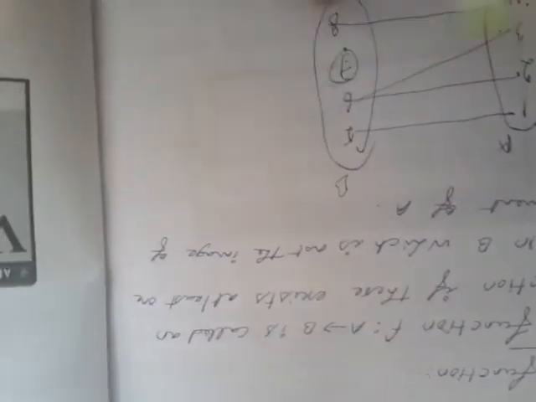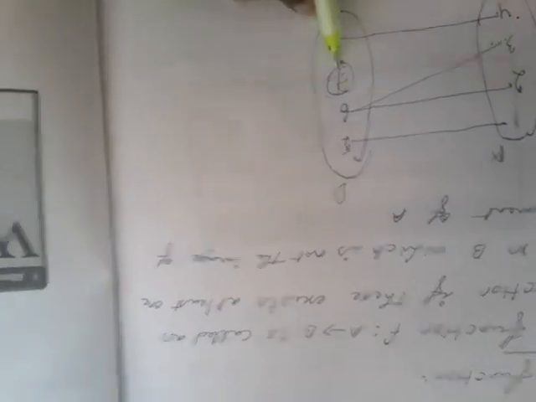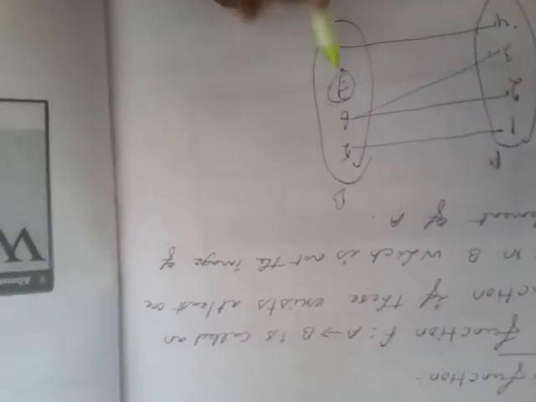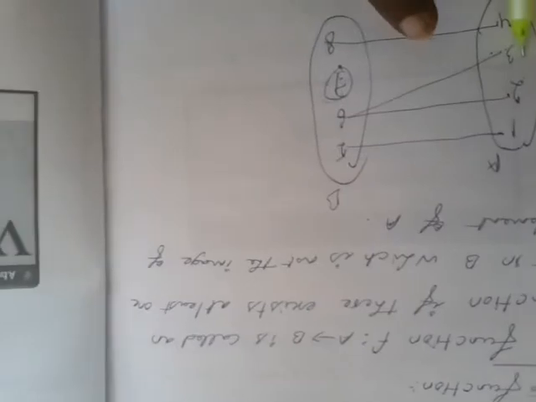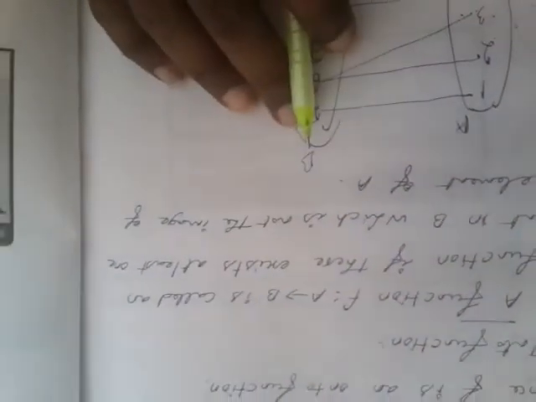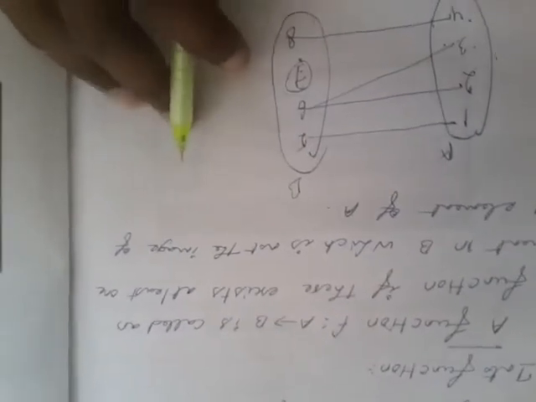So what they have given is at least one element in B. So this is at least one element in B which is not the image of any element of A. Which is not the image of an element in A. So this is not an image of an element in A. Like this is called the into function. One element doesn't have any preimage. That is called the into function.